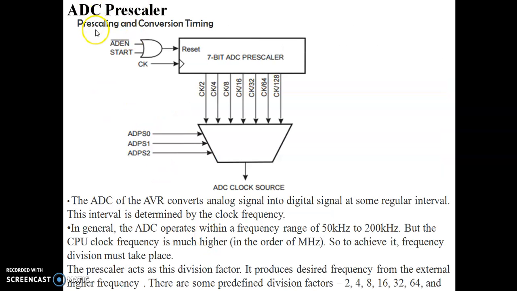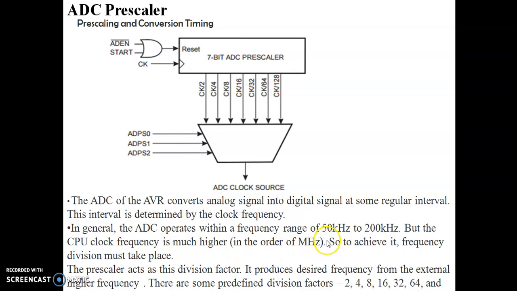Now there is one more concept, the ADC prescaler. Now we know that ADC converts an analog signal into a digital signal at some regular interval. This interval is determined by the clock frequency. Now ADC operates in a frequency range from 50 kilohertz to 200 kilohertz, but the CPU clock frequency of ATmega 328P is much higher.